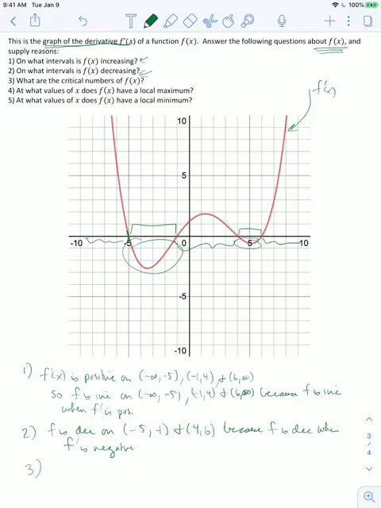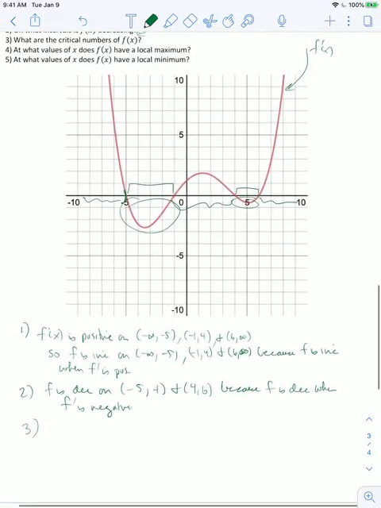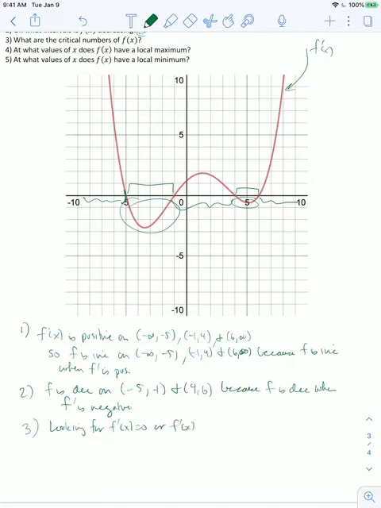Our third question is asking, what are the critical numbers of this function? Again, the function that we're not seeing. So we want to remember the critical numbers are places where the derivative is 0 or undefined. So we were looking for f prime of x equal to 0 or f prime of x undefined. Now this function is not undefined anywhere, so this is not a consideration in this example. And so we're looking where the derivative is 0.